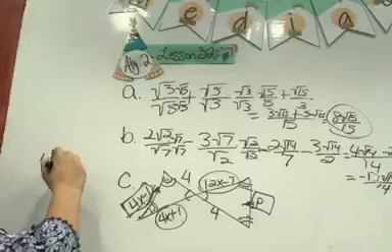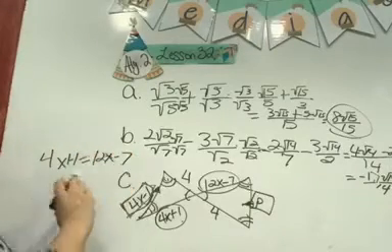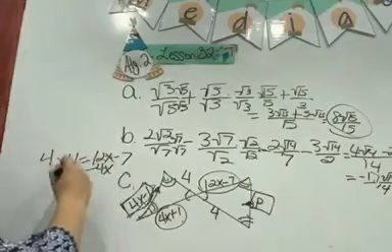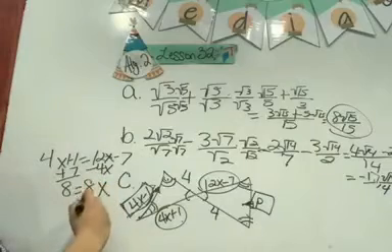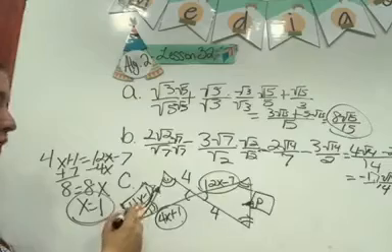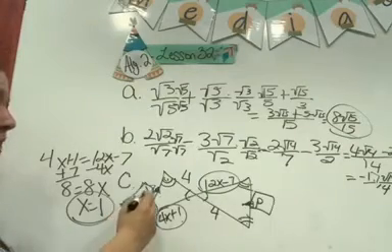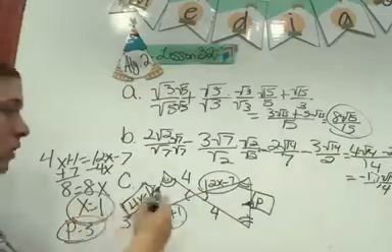So 4x plus 1 equals 12x minus 7. So I'm going to put my 4 over here, put my 7 over here. That's going to be 8 equals 8x. So x equals 1. If x equals 1, I'm going to put that in here. 4 times 1 is 4, minus 1 is 3. So p equals 3, because that's the one across from it in the square.